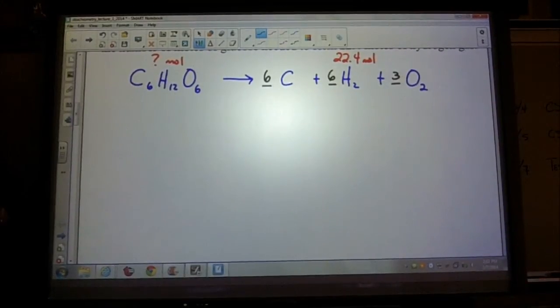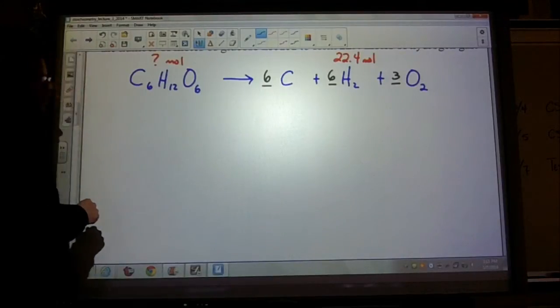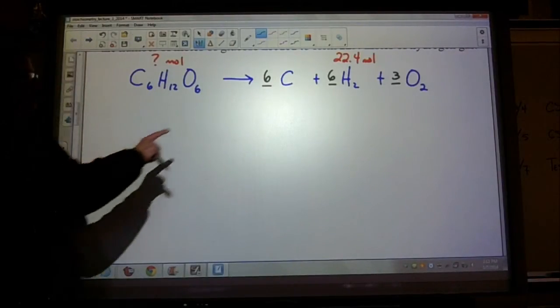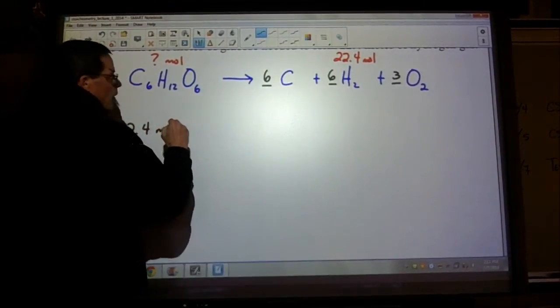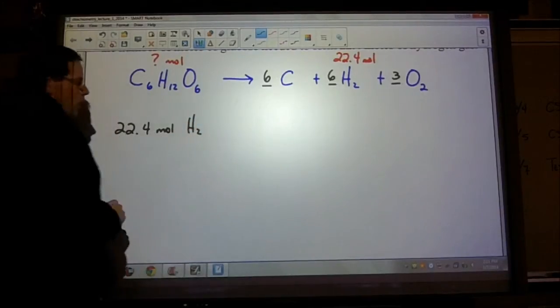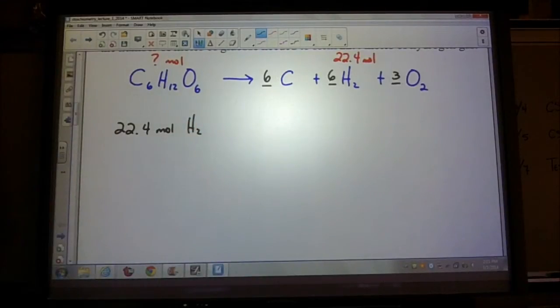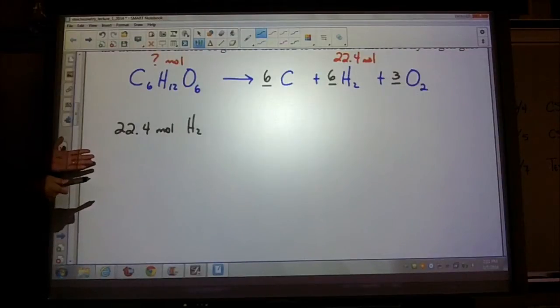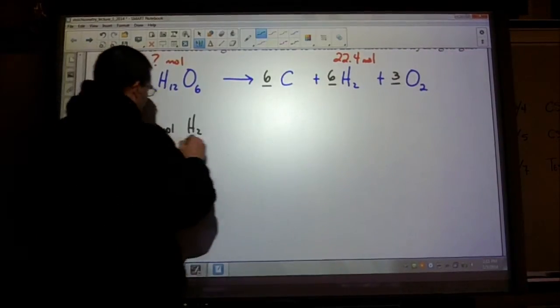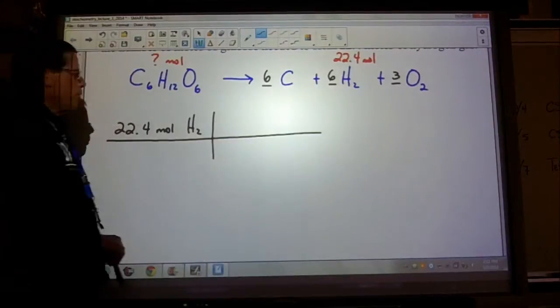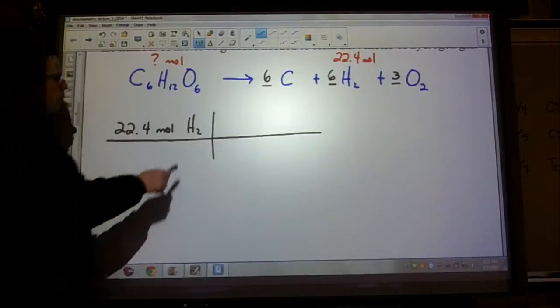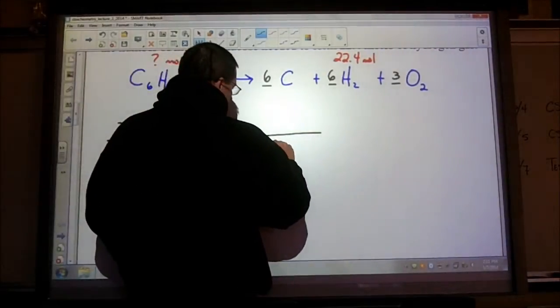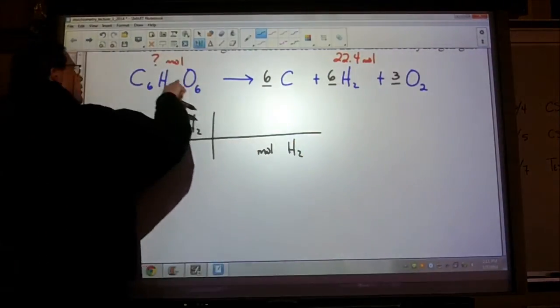What do we know? Now we find moles. We're going to start with what we know. We know we have 22.4 moles of hydrogen gas. So step 2 is to change what's given into moles. That's already done. Step 3 is to use the mole ratio. So we want to get rid of moles of hydrogen. And what are we looking for? Moles of glucose. Very good.